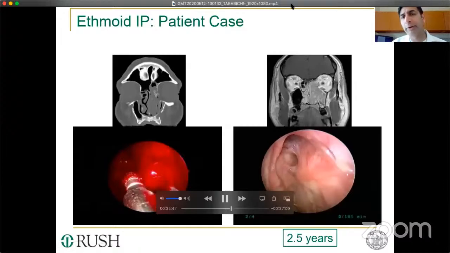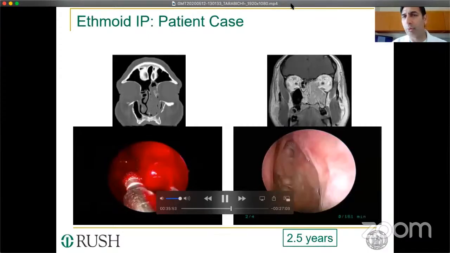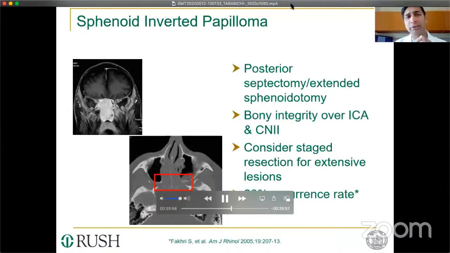So even though that's a very large tumor, again, creating an optical cavity, identifying the site of origin, that's an overnight stay in the hospital, and that patient can do very well. Now, when we start to talk about sphenoid inverted papilloma, certainly now the stakes are higher.